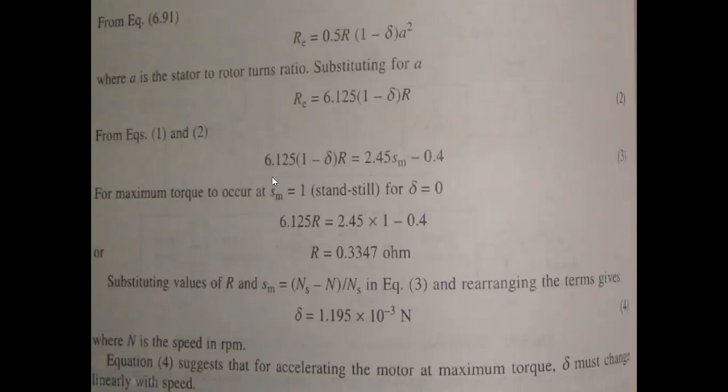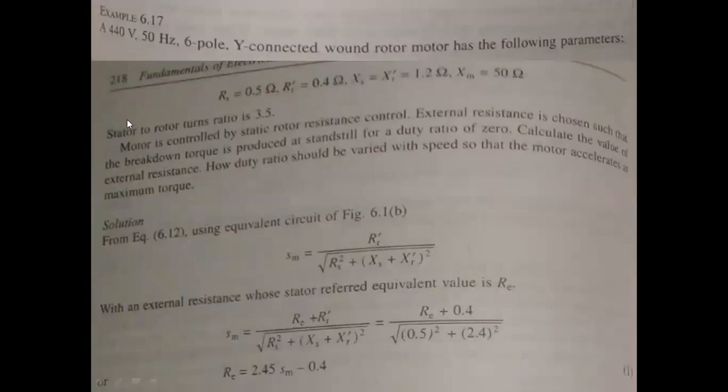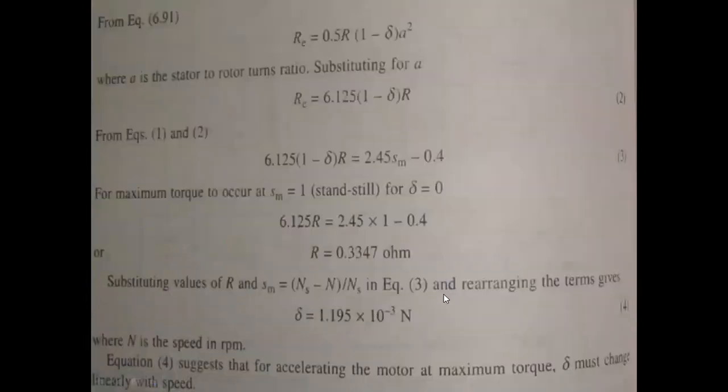If you substitute the value of R and SM, you will get the delta value. How will you get it? Using NS minus N by NS. Delta is equal to 1.195 into 10 power minus 3 into N.